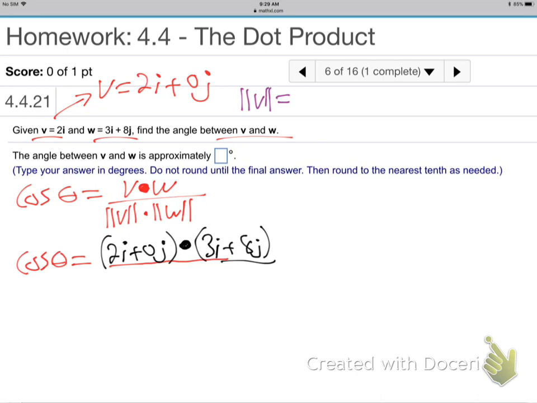So the magnitude of vector V is the square root of 2 squared plus 0 squared, square root of 4. 2. Vector V is just 2, the length of it.